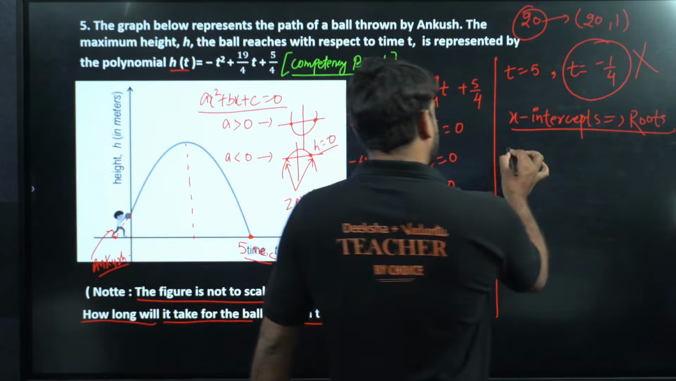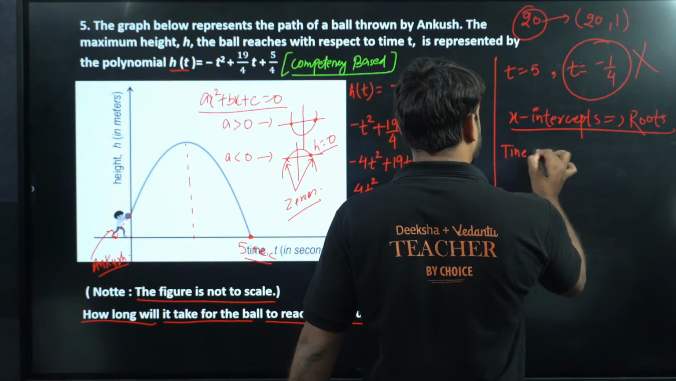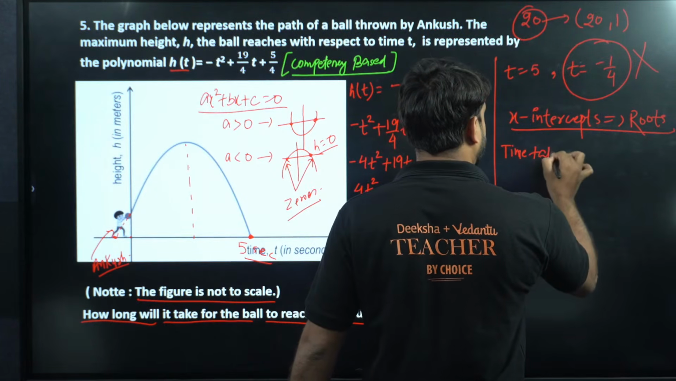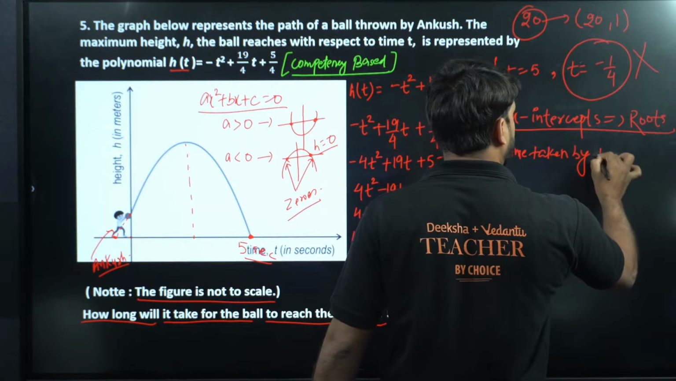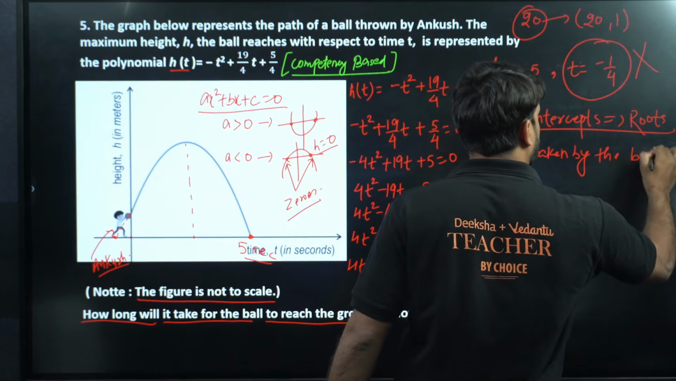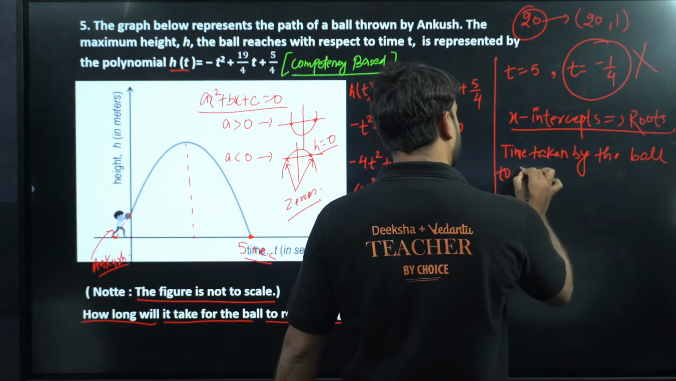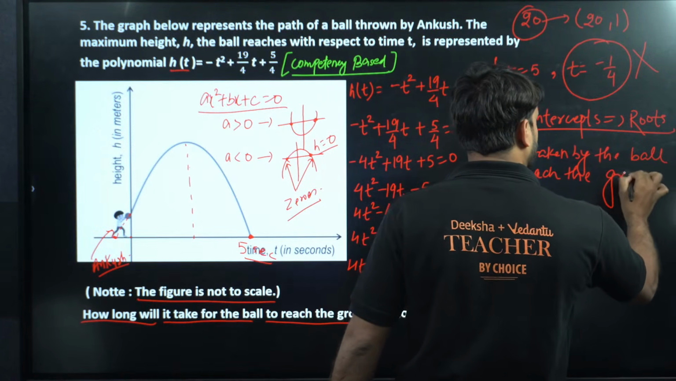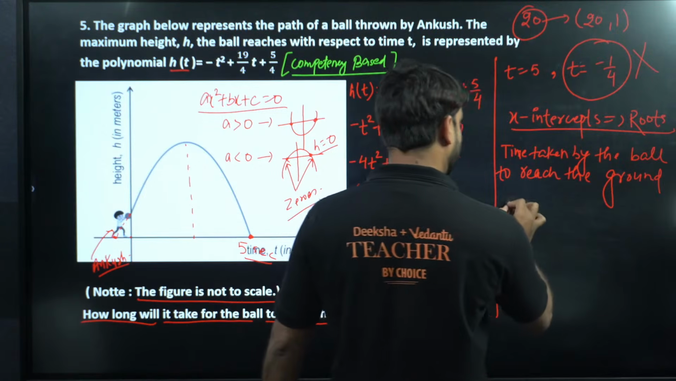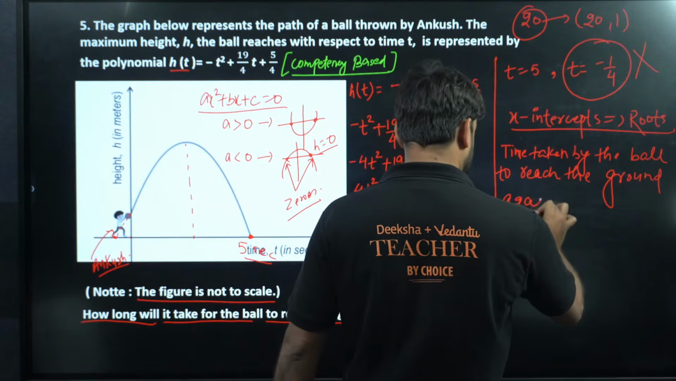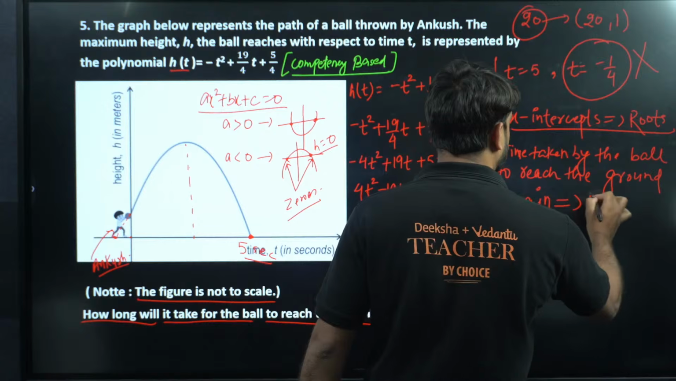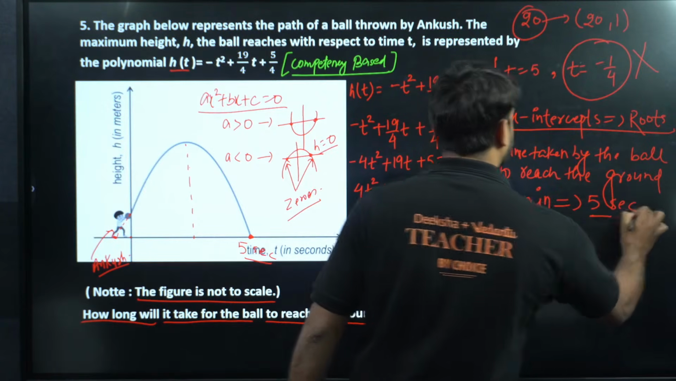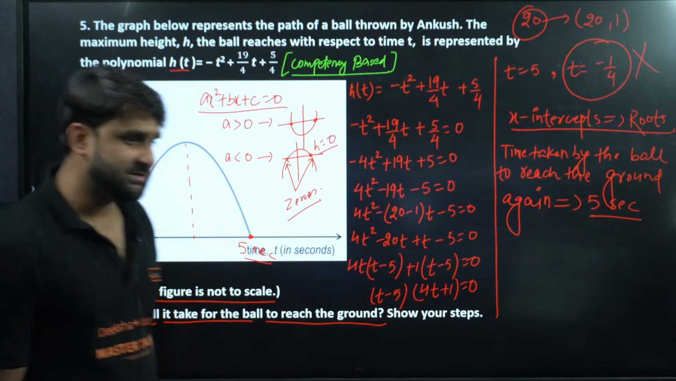So the time taken by the ball to reach the ground again is 5 seconds. This is the answer. I hope this question is clear to you all.